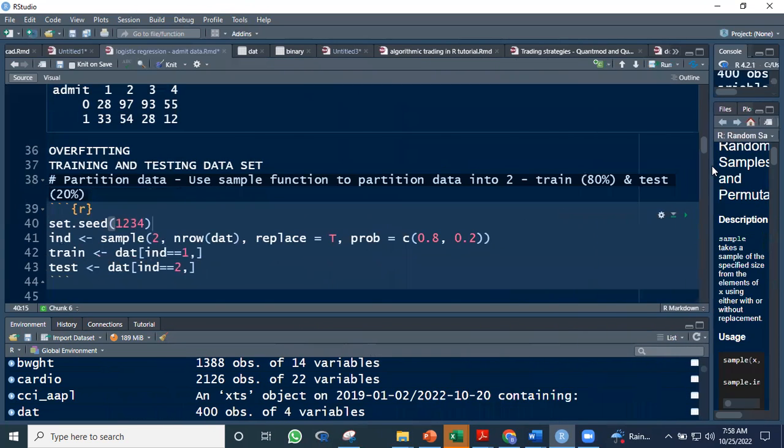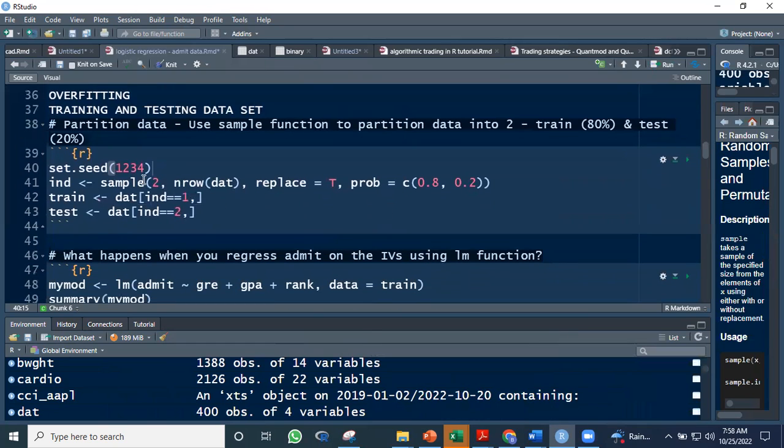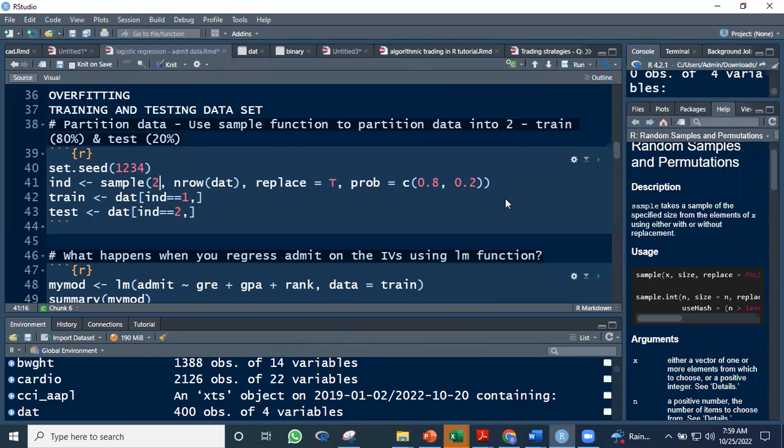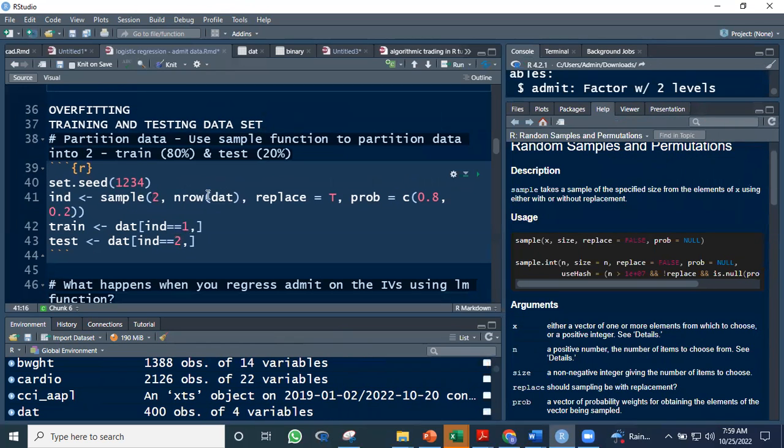So ginagamit natin yung sample na function. Okay, first we're going to create an object called parang index to, no? Index, and then using the sample function. Okay, dalawa, no? 2 means we will be grouping it into 2. Tapos, let's take a look at the syntax. Yung size, hindi natin isusulat 400 dito. Kasi 400 yung size ng data natin.